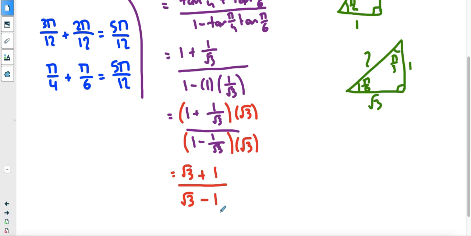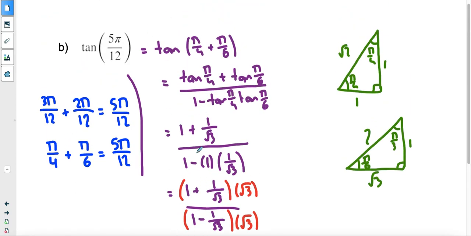So the idea when we're trying to find the exact value of different expressions like this is we're trying to figure out what two angles add or subtract to give me the angle inside my brackets here. And usually we want to pick two angles that we know how to deal with. So for example, those could be angles that are in our special triangle.